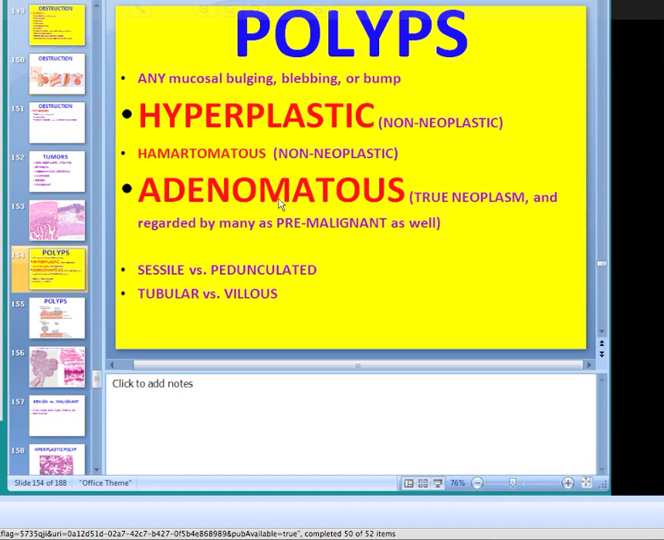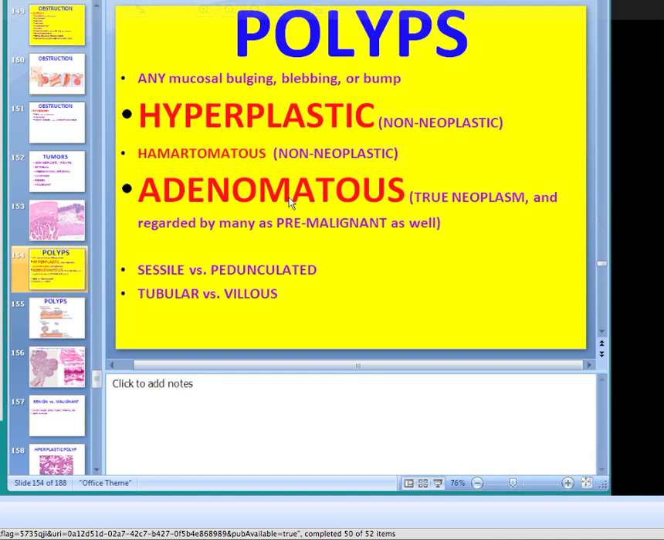On the other hand, if you have a true clonal proliferation of mucosal glands, which can look very much the same as a hyperplastic polyp, generally maybe a little bit bigger, that's an adenomatous polyp. Adenomatous polyps do have a statistical association with malignancy. Does that mean they all develop into cancers? No. Does that mean that they could appear sometimes dysplastic? Yes.